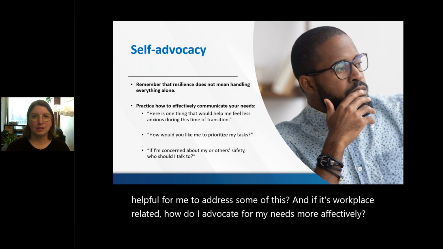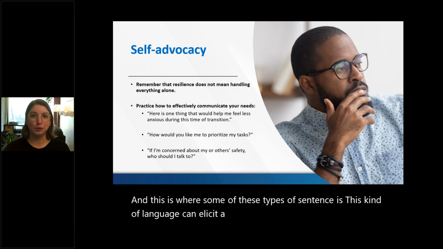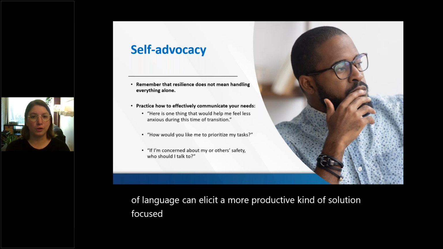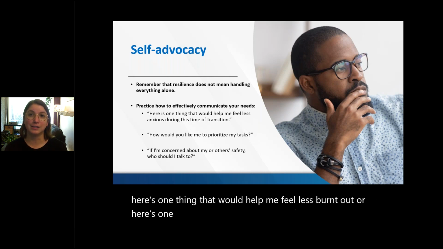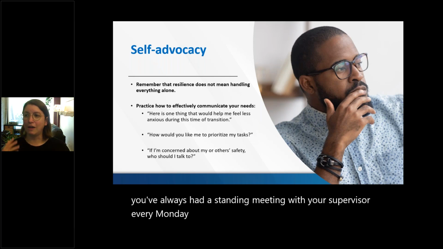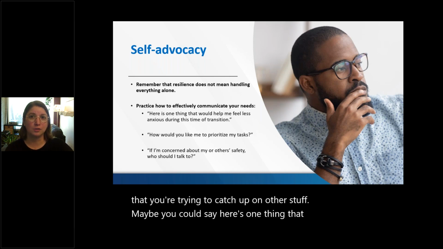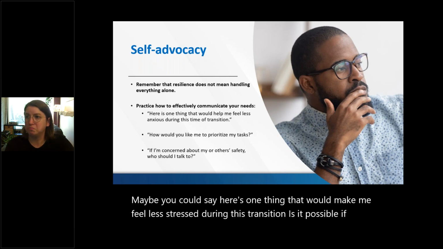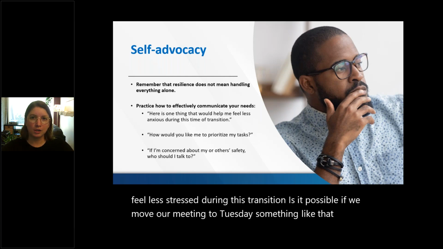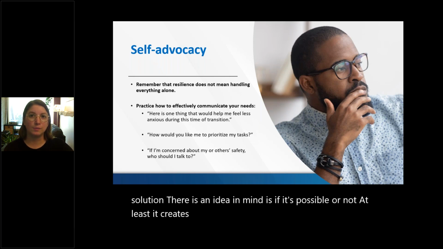And this is where some of these types of sentences, this kind of language, can elicit a more productive, kind of solution-focused conversation with your employer, with leadership. So here's one thing that would help me feel less burnt out, or here's one thing that would help me feel less anxious during this transition. It could be something as simple as maybe you've always had a standing meeting with your supervisor every Monday, and Mondays are hard, you're trying to catch up on other stuff. Maybe you could say, here's one thing that would make me feel less stressed during this transition. Is it possible if we move our meetings to Tuesday? Something like that. So there's a solution, there's an idea in mind. If it's possible or not, at least it creates a conversation around what are some things we can do.